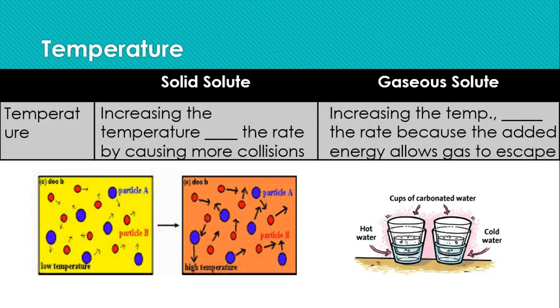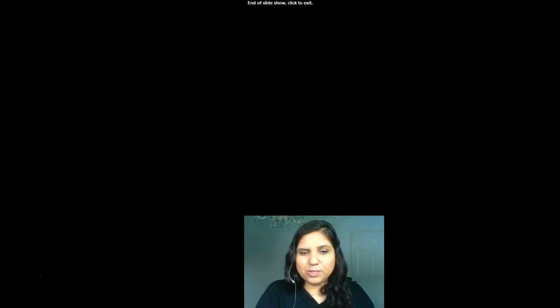All right, temperature, last one. Solid solute versus gaseous solute. So what about solid for temperature? We already discussed that increasing the temperature increases the amount that can dissolve. So it also increases how fast it can dissolve because it's causing more collisions, more interactions between the solute particles and the solvent particles. Okay, for a gas, if you increase the temperature, remember that gas escapes, so it decreases how fast it will dissolve because you're giving it more energy to escape. Okay, and that is it for solubility.